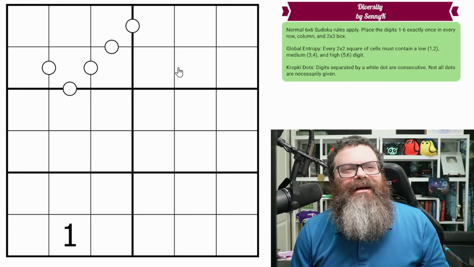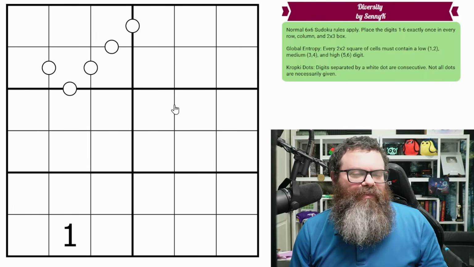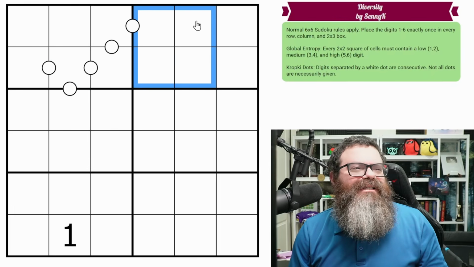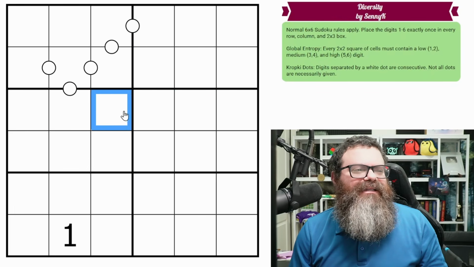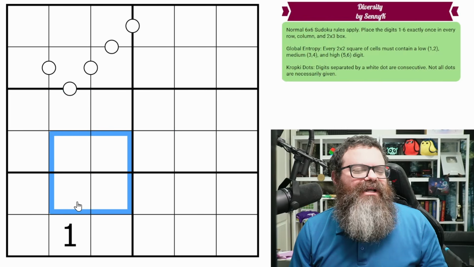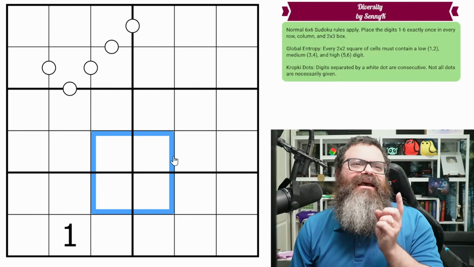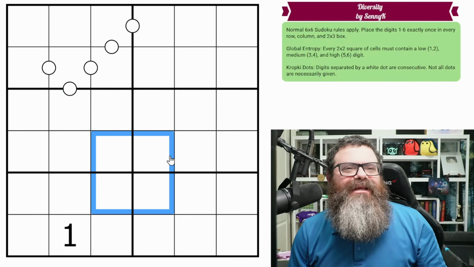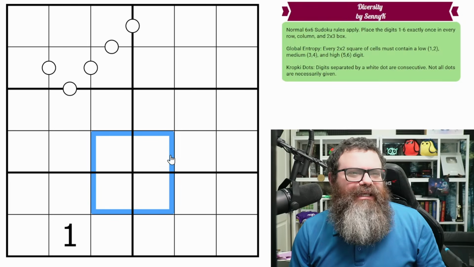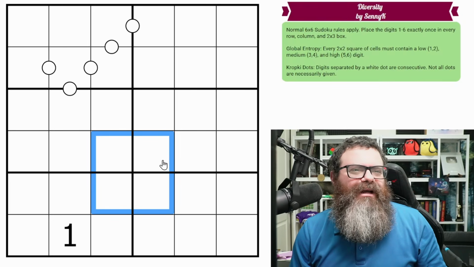No global constraint. It kind of looks like a T-Rex. Anyway, we also have global entropy. Very important to remember this. Every single 2x2 in the entire grid, all of the overlapping 2x2s, every single one of them has at least one of each of a low, medium, and high digit. Low being 1, 2, medium being 3, 4, high being 5, 6.